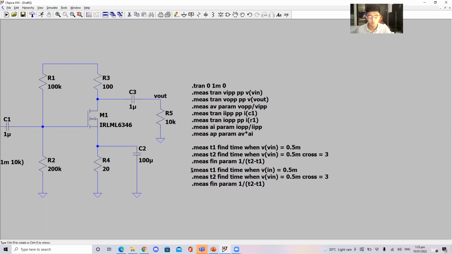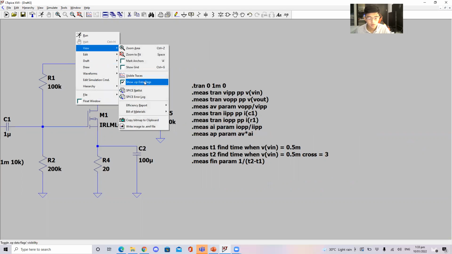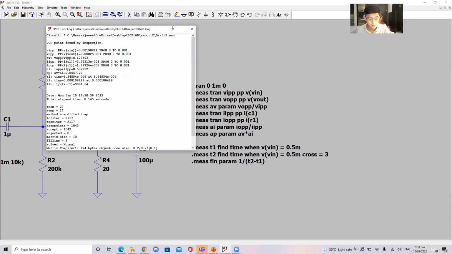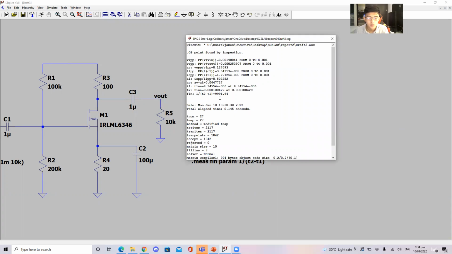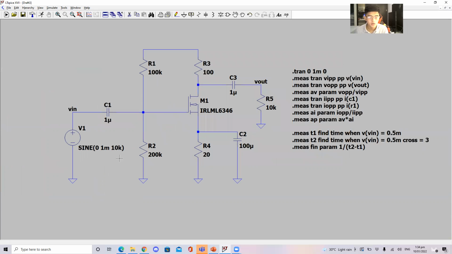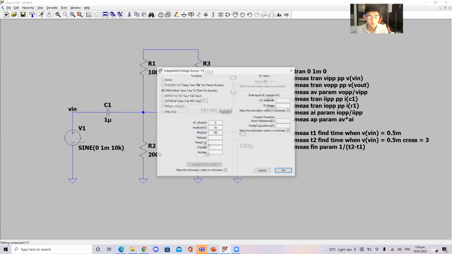So you run that. When you run it, you're going to be given for your T1 834.55 micro, while for T2 you're going to have 108.43 micro, and the frequency of your circuit input is 9.999 kilohertz, which can also be read as 10 kilohertz, which can be seen right here in your sine source when you put your frequency as 10 kilohertz.